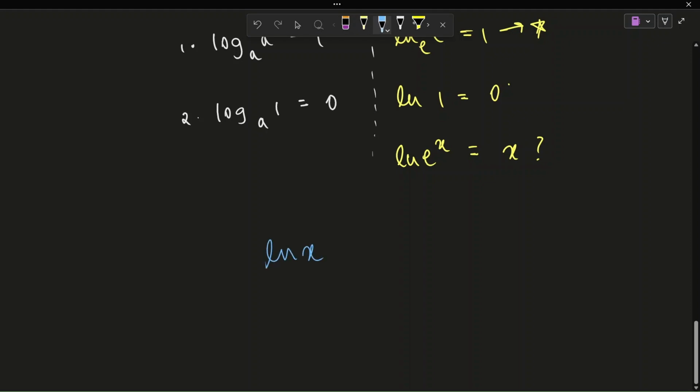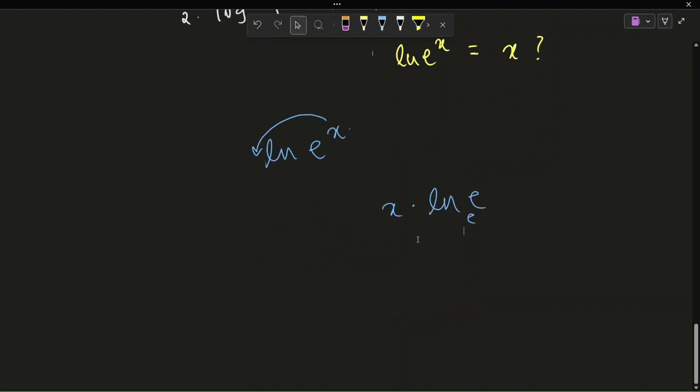Firstly, let's break it down. We have e to the power x. We're going to use the power rule and bring x times ln e, because we're going to bring x from here to over here. Now, using this law, where the same base and the same number is equal to 1, we know that ln e to the base e is equal to 1, therefore x times 1. That's just equal to x, and that's the law.